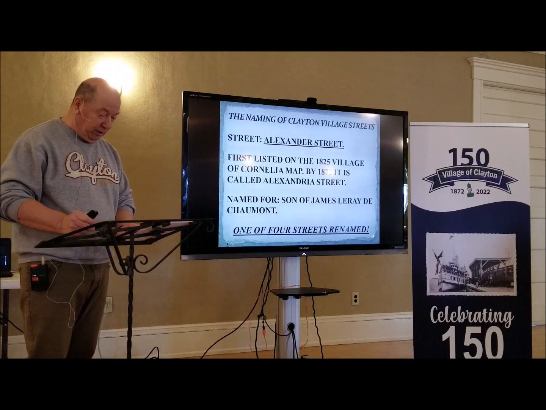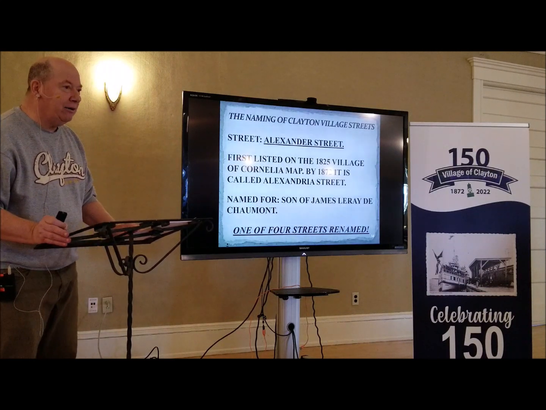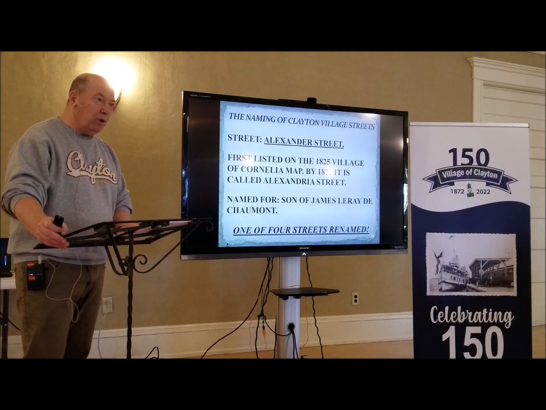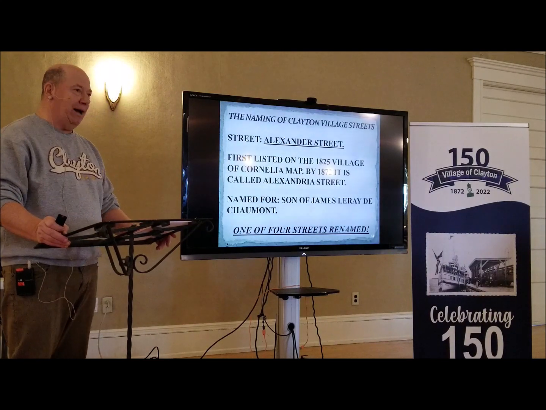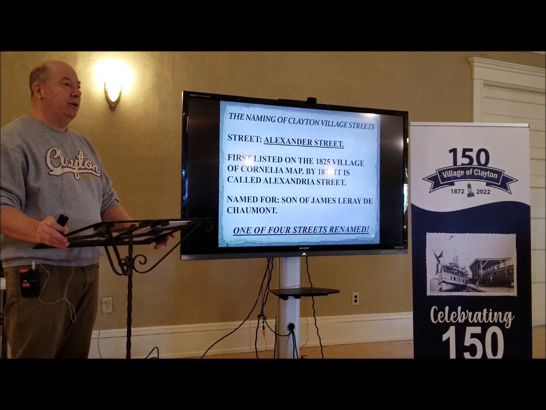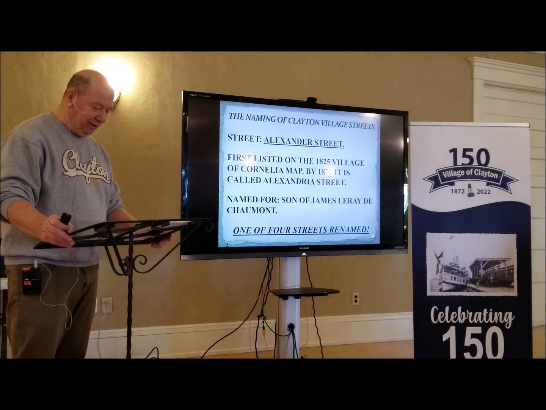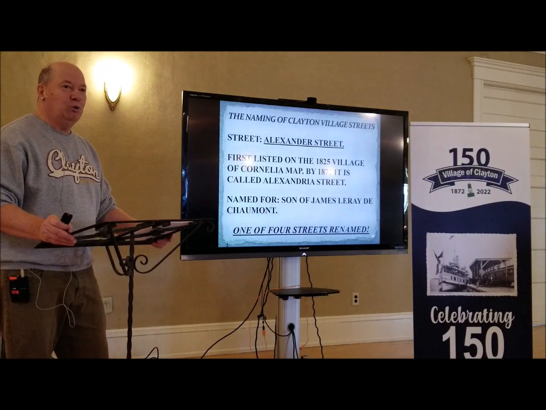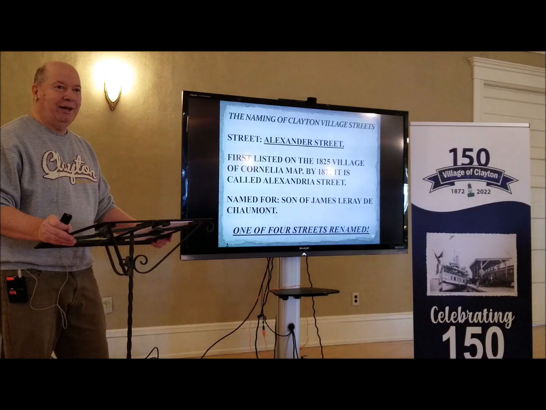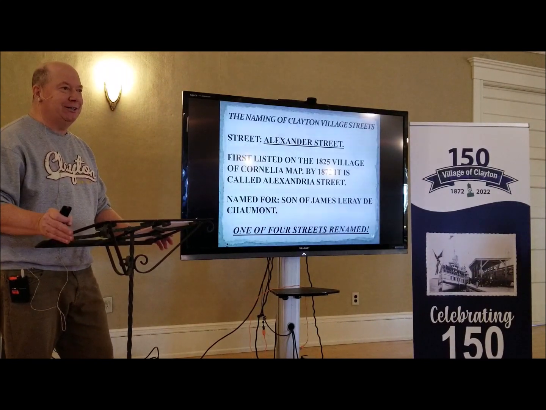And I'm going to look at my notes. So it was listed as Alexander on the 1855 map, as well as the 1864 map. But then in 1872, and what else happened in 1872? Our village was organized, all right? And in 1872, it's Alexandria. And for the most part, it has been Alexandria since that time.